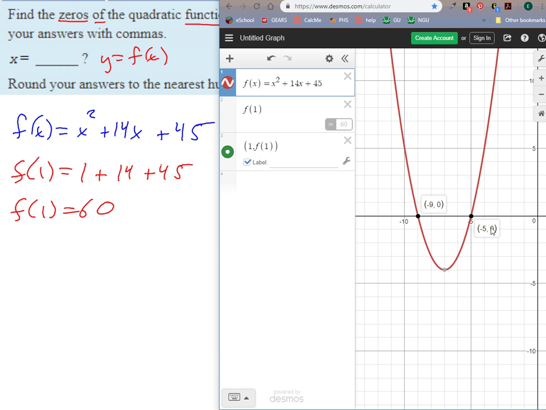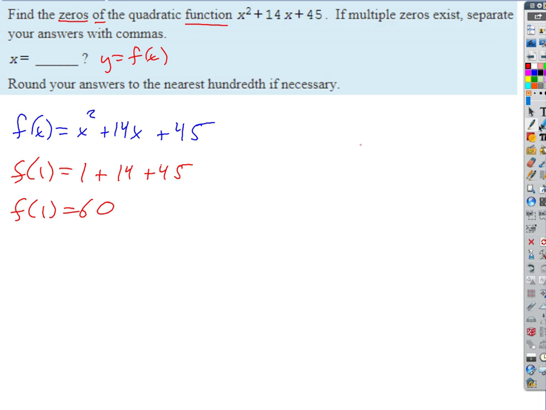So if we want to find those, well, the graph tells us the x values are -9 and -5, right? How could we find those without the graph, though? Okay, without the graph, here's our function. Aren't we just asking the question, when does f of x, which is y, equal 0, right?